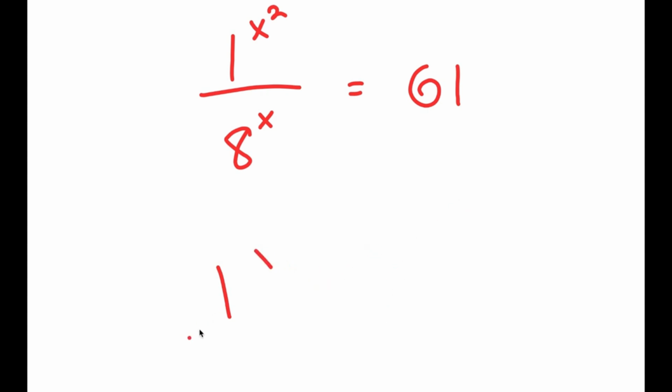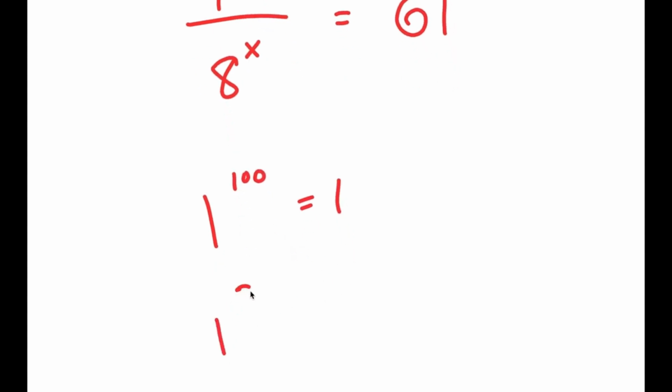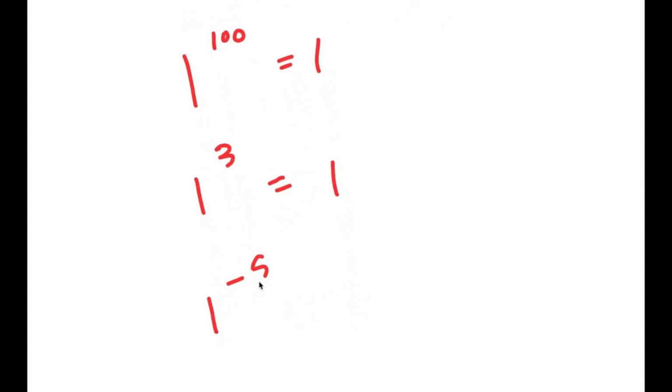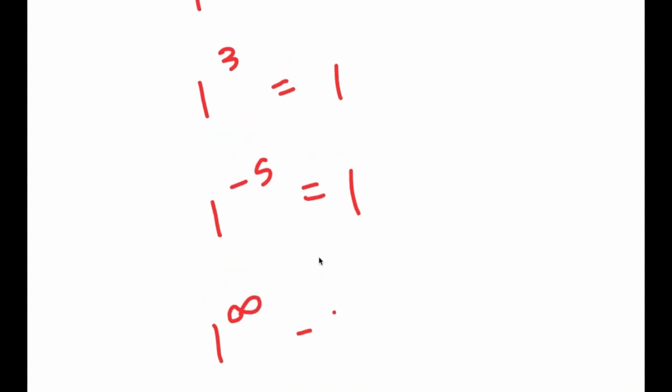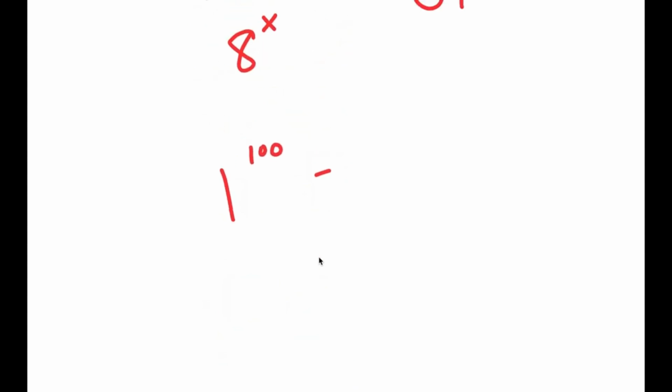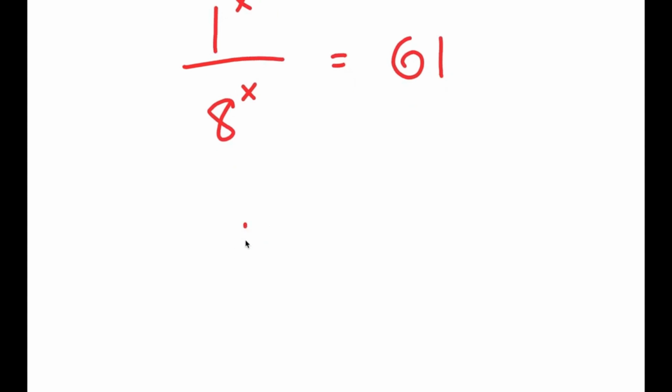You can do 1 to the power of 100 is equal to 1. 1 to the power of 3 is equal to 1. 1 to the power of -5 is equal to 1. Even 1 to the power of infinity is equal to 1. So, it doesn't matter what value x is, this value right here, our numerator, is going to be equal to 1. So, this turns into 1 over 8 to the power of x is equal to 61.